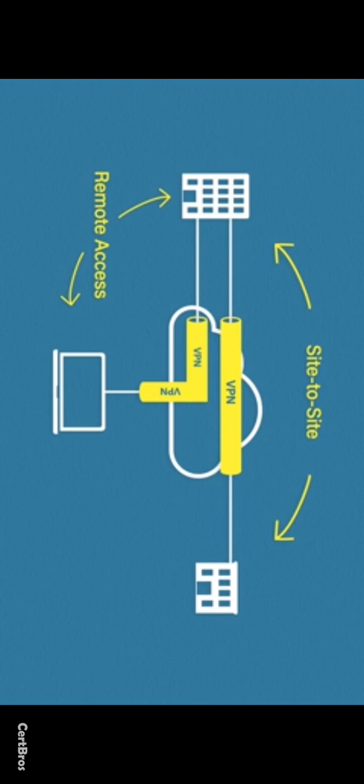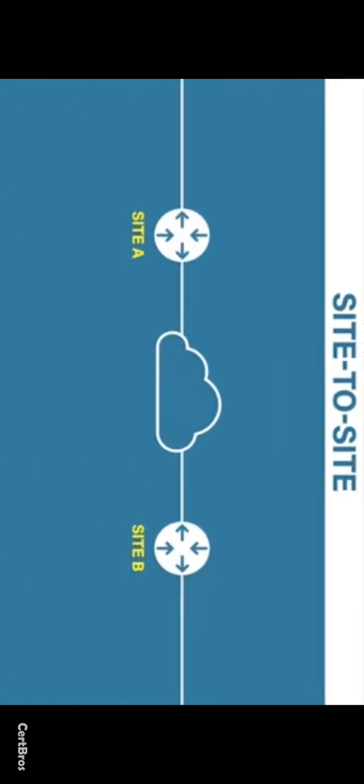Okay, so now we know what a VPN is and the two different types. Let's look at each in a bit more detail. First, let's start with site-to-site VPNs. Here we have Site A and Site B. Both sites are connected to the public internet. Site-to-site VPNs are typically configured on either a router or a firewall on both sites.